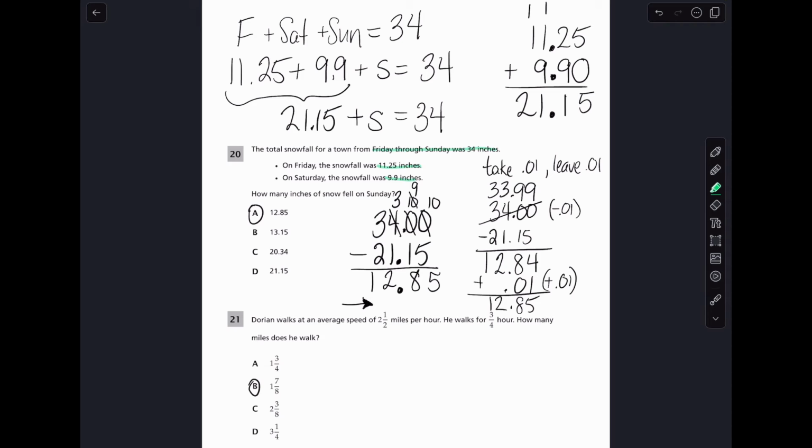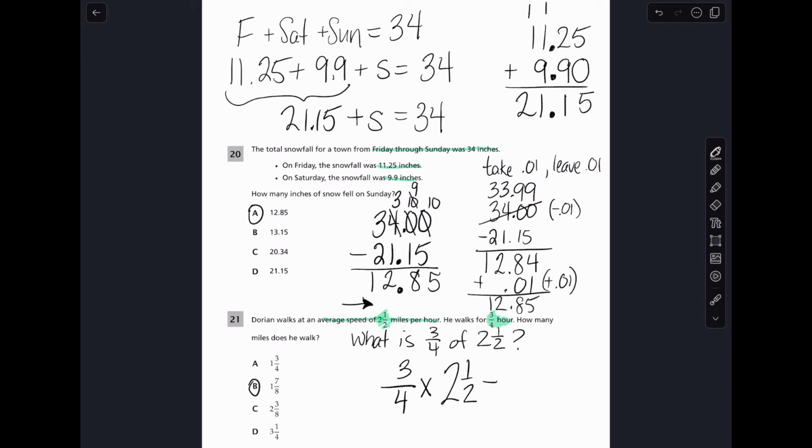Dorian walks an average speed of 2.5 miles per hour, but he doesn't walk a whole hour. He only walks 3/4 of an hour. How much did he walk? So I really want to know, what is 3/4 of 2.5? That I can represent with multiplication.